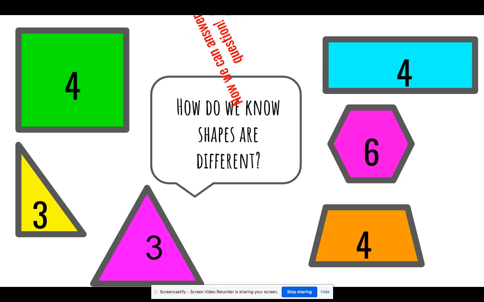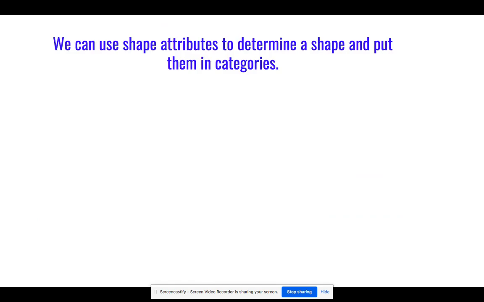Okay, so now we can answer this question like a mathematician. How do we know shapes are different? We can use shape attributes to determine a shape and put them in categories.